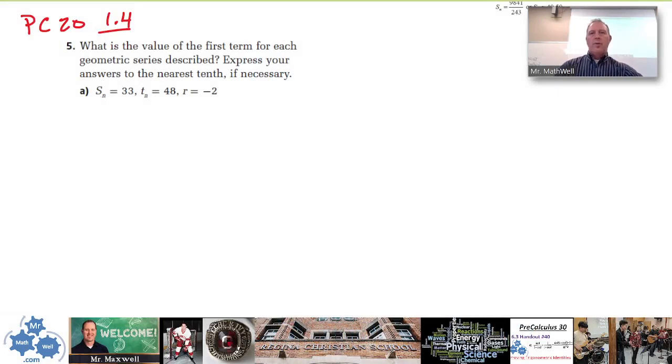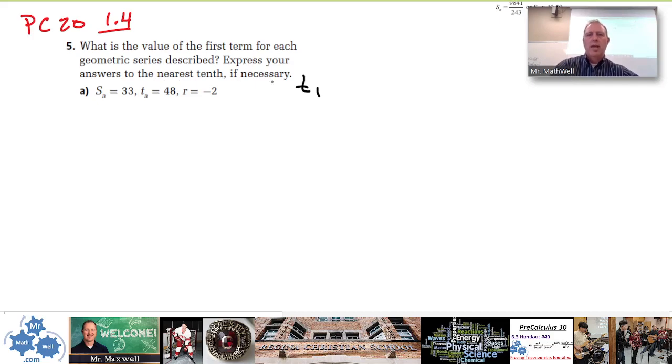All right, section 1.4, this is question number 5a. It says, what's the value of the first term for each geometric series described? So we're looking for t of 1, right? The value of the first term. So what are we given, and how do we use that given information to use maybe a formula or an equation to solve? So what do we have?